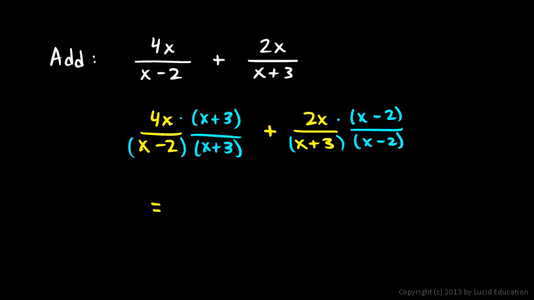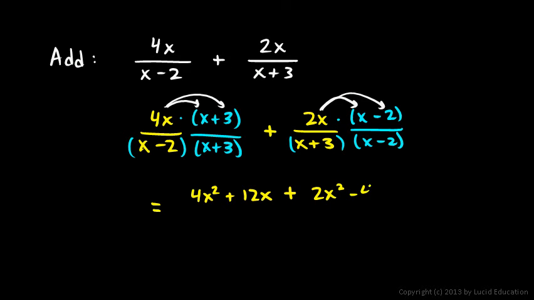So this is going to be this 4x times x plus 3. And let's go ahead and distribute this 4x. It's going to be 4x times x and 4x times 3. So that's going to be 4x squared plus 12x. So it's going to be that plus this all over that denominator. And this over here, let's distribute also. The 2x will be multiplied by the x and by the 2. So this will be 2x squared minus 4x, and all of that is over x minus 2 times x plus 3.